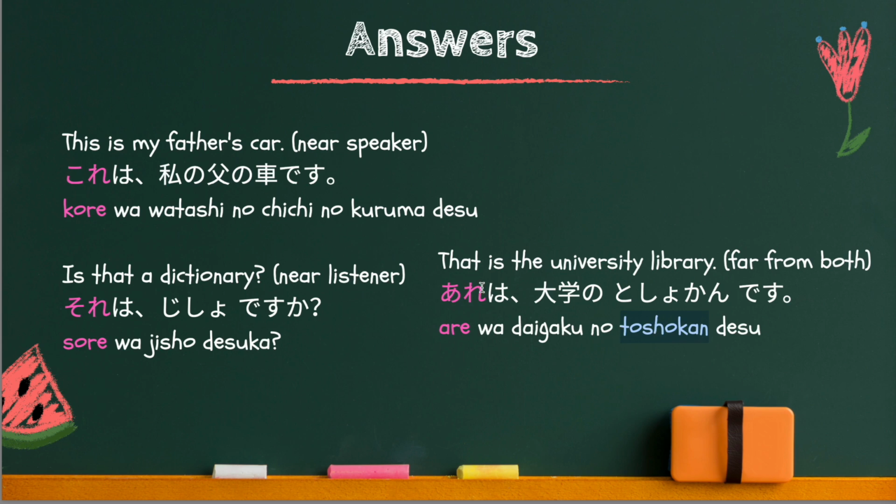So, this time I will read the sentence, so please repeat after me. これは私の父の車です。それは辞書ですか？あれは大学の図書館です。Very good job.